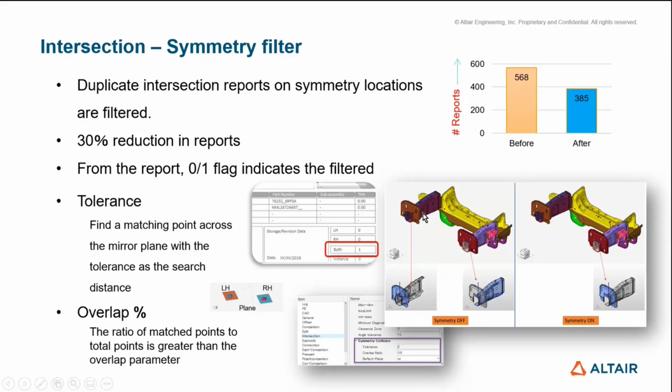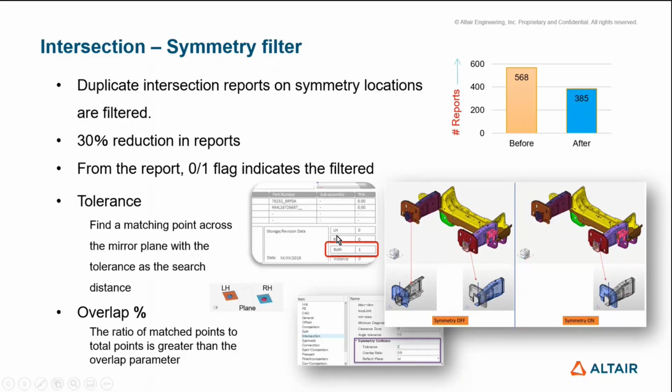Usually in a full vehicle symmetry model, the left-hand side model is reflected on the RH side model, and then for meshing or verification, we use those models and the symmetry locations are reported as they are, even for comparison and verification. So now we try to filter those reports so that users can get a 30% reduction in a full car model. On the right-hand side graph, you see before and after for a vehicle: we used to write 568 reports for the same vehicle. Now with this modification, we are able to reduce it to 385 reports.